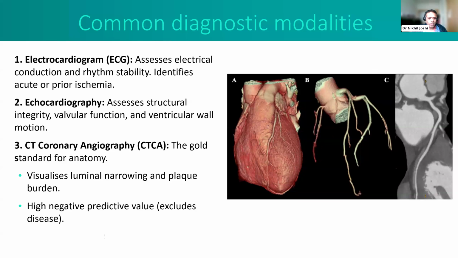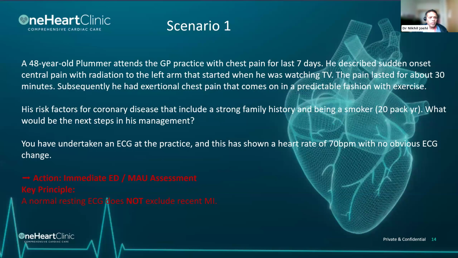As I said, CT coronary angiogram is the first line gold standard test for anatomy currently, although it has varying degree of sensitivity and specificity. But the important element of this is it's very good for normal or near normal coronary arteries. So to exclude coronary disease, it's a very important test in my view. So with this background, let's go through a few scenarios which may be of relevance.